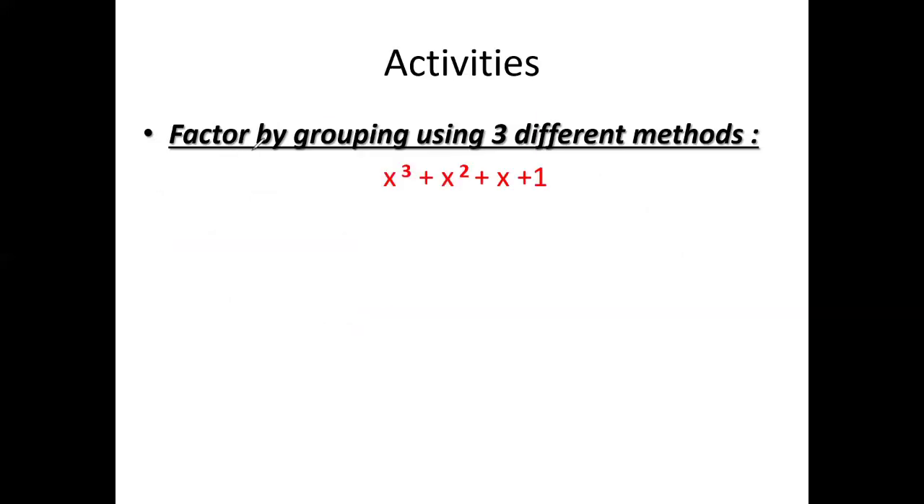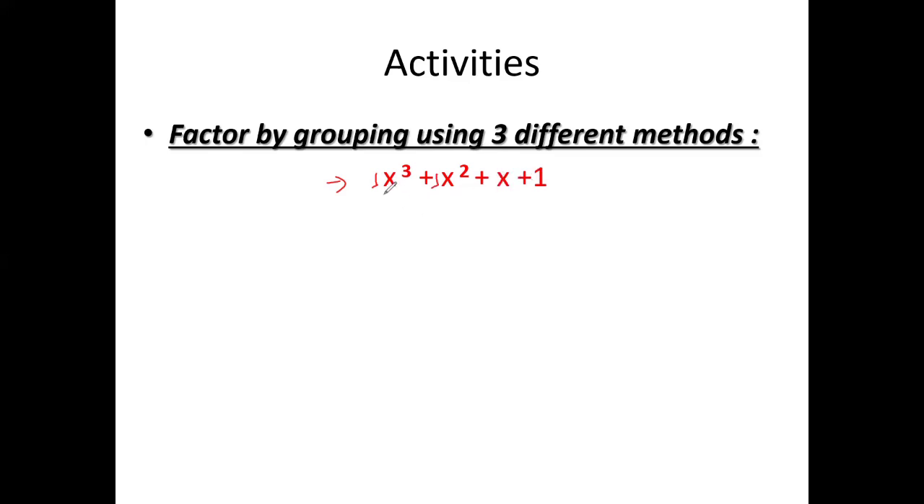Can you factor by grouping using 3 different methods for this expression? Okay, let's solve it together. Here we have x power 3 plus x squared plus x plus 1. If we're going to use our technique, we will have 4 equal coefficients, which is 1 in this case: 1x power 3 and 1x squared, 1x and 1.